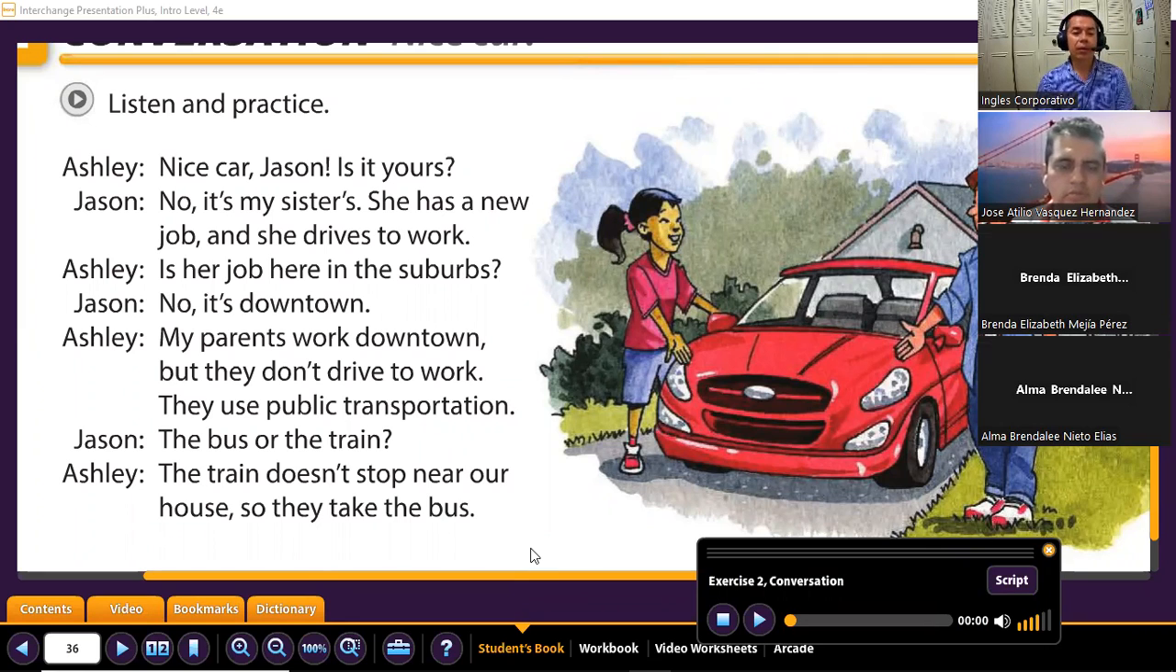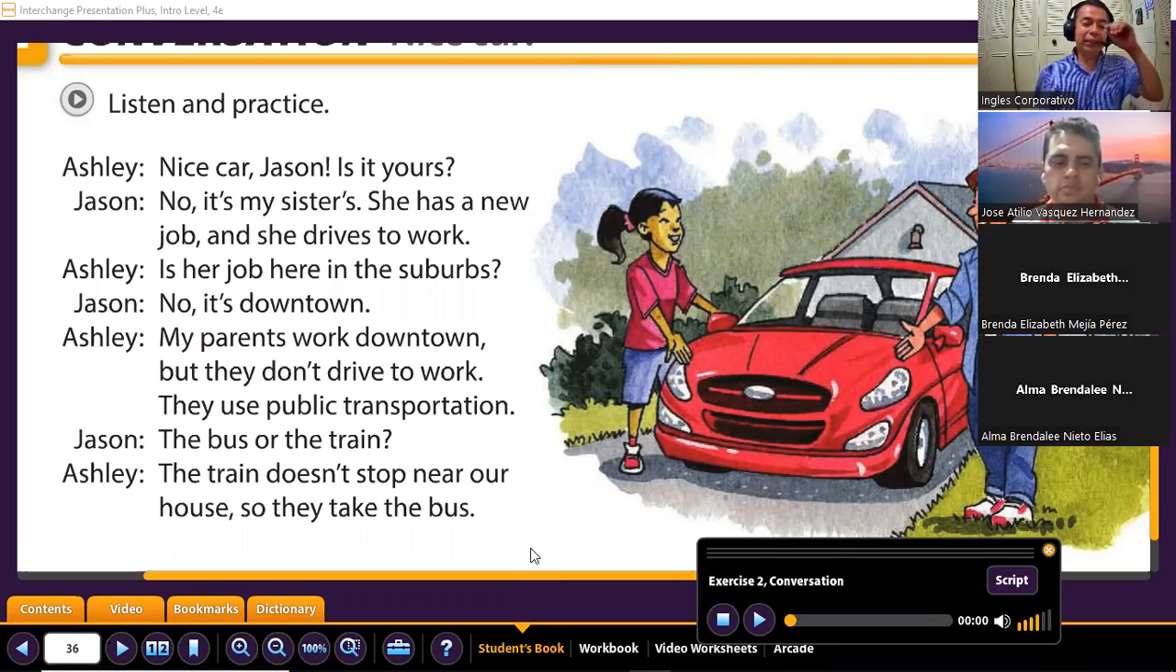No. It is downtown. My parents work downtown. But they don't drive to work. They use public transportation. The bus or the train? En el salvo es la 101 o la 42. Okay, very good. Repeat, please.